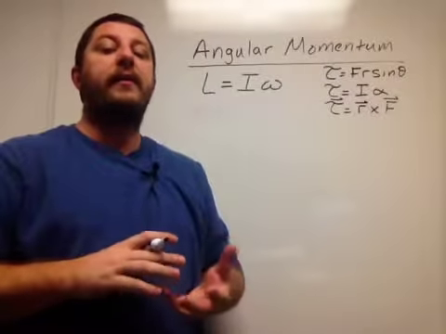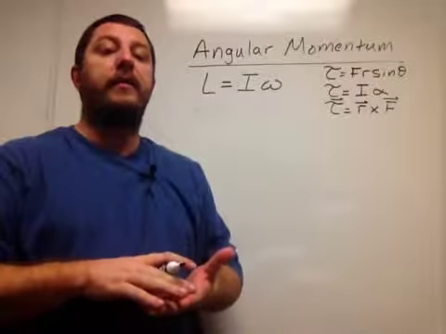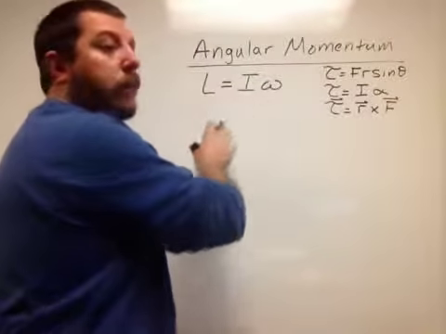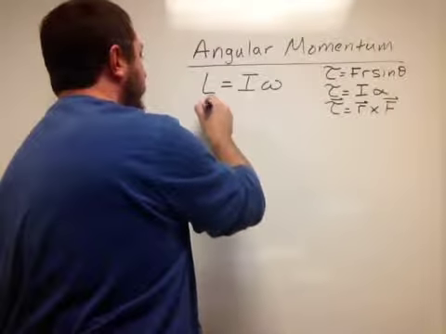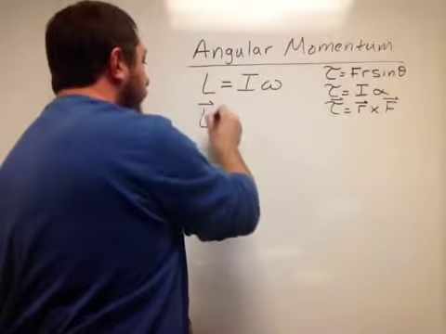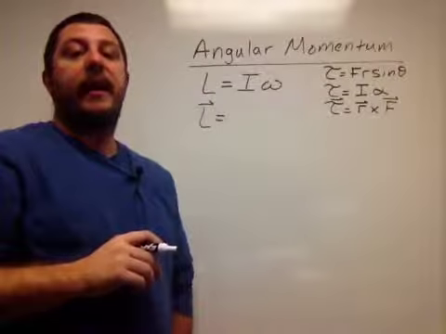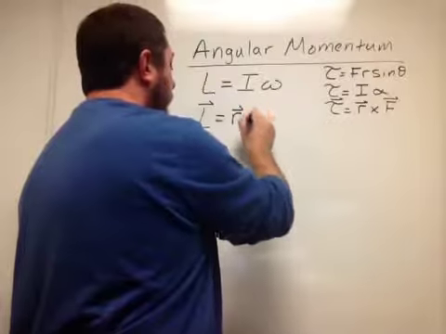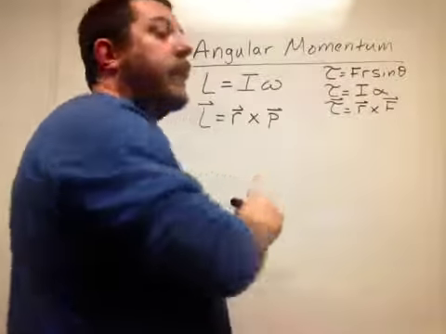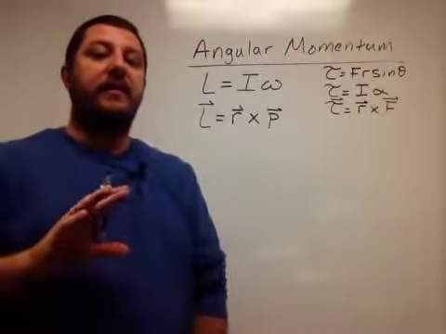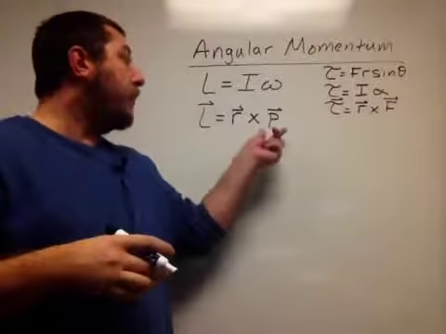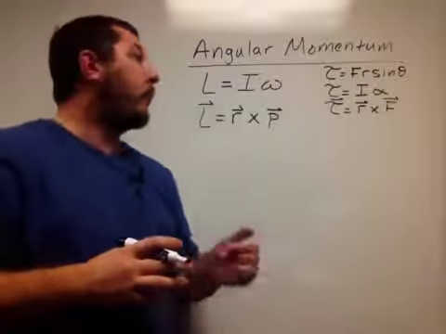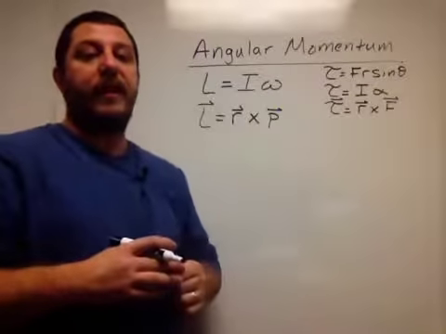It turns out that if you're looking at angular momentum in its vector form, this is the magnitude form, or the scalar form, if you will, but technically angular momentum is a vector, and it is defined as the cross product between an object's moment arm about the axis about which it's rotating, multiplied by its linear or tangential momentum. So L equals r cross p.